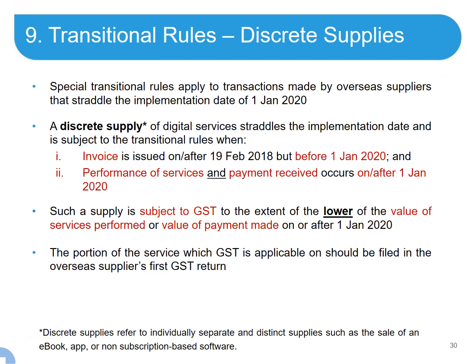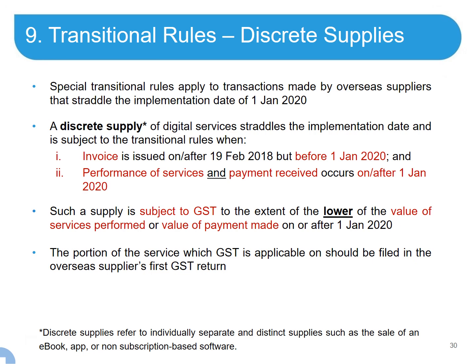There are two sets of transitional time of supply rules, one for discrete supplies of digital services and the other for continuous supplies of digital services. A discrete supply of digital services straddles the implementation date and is subject to the transitional rules when invoice is issued on or after 19 February 2018 but before 1st January 2020, and performance of services and payment received occurs on or after 1st January 2020. Examples of discrete services include the one-off supply of digital contents such as e-books, apps, or software.